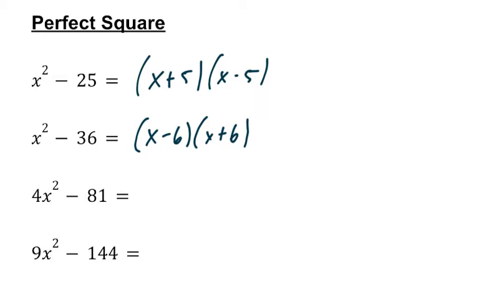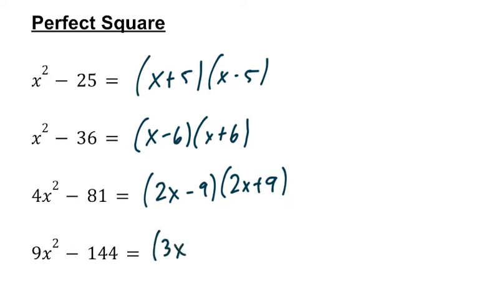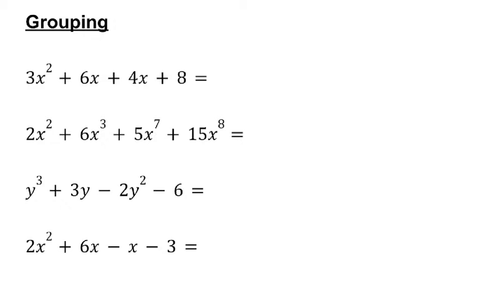These are interesting because notice that there's a 4 and there's a 9 in front of the x squared. So think of the square roots of those. And we get 2x minus 9, and then 2x plus 9. And the same thing for the next one: 3x minus 12, 3x plus 12. These are so satisfying because they simplify so easily. All right, so we have perfect squares.